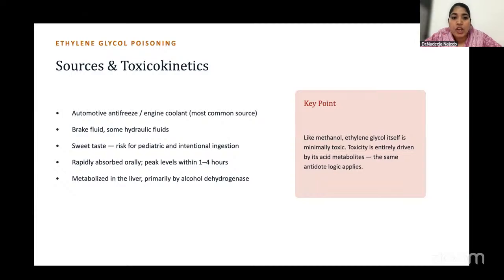It is rapidly absorbed orally, with peak levels within 1 to 4 hours. It is metabolized in the liver primarily by alcohol dehydrogenase. The mechanism is almost the same as methanol. The parent compound is minimally toxic.